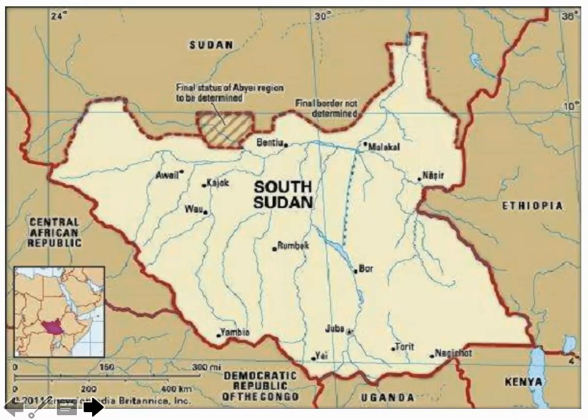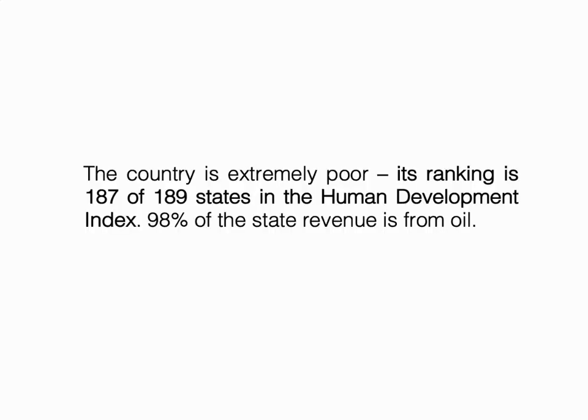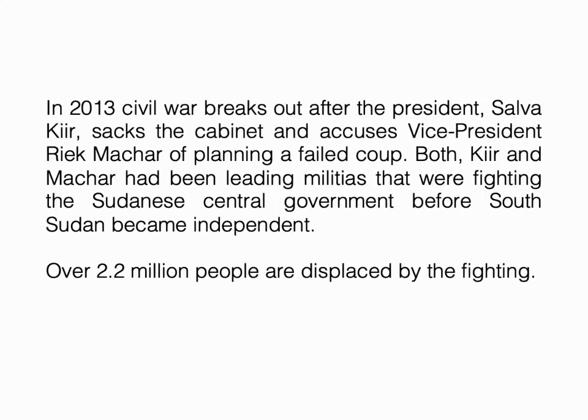So here's a map of the country. The country is very much dominated by the Nile, running through it from the south to the north. South Sudan is primarily a rural country, and also major parts of it are desert-like. The country is extremely poor. Its ranking is 187 of 189 states in the Human Development Index. 98% of the state revenue is from oil.